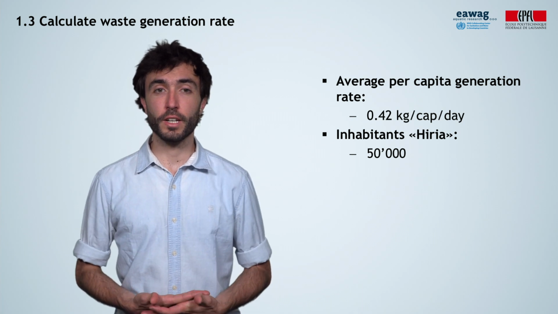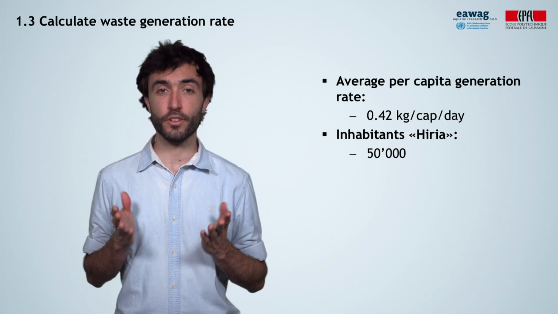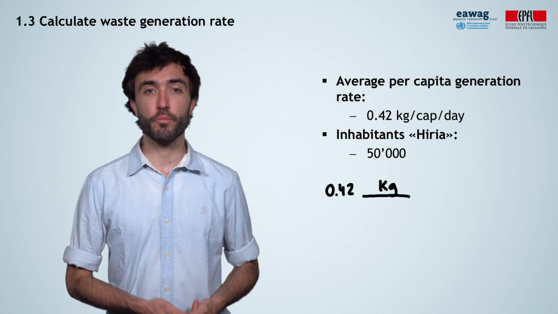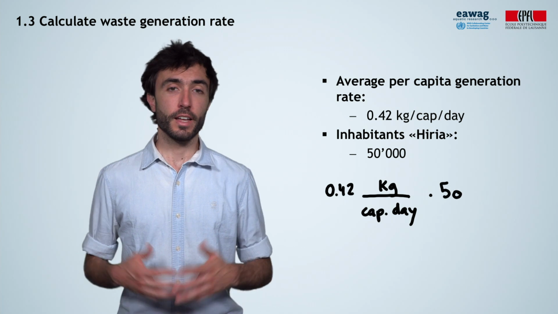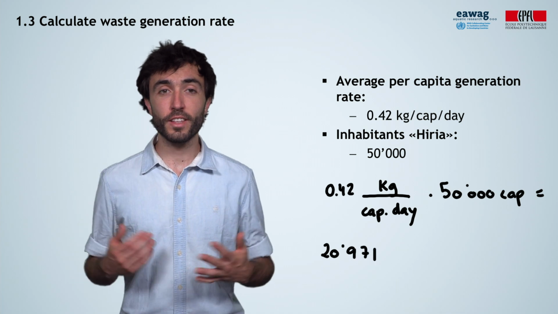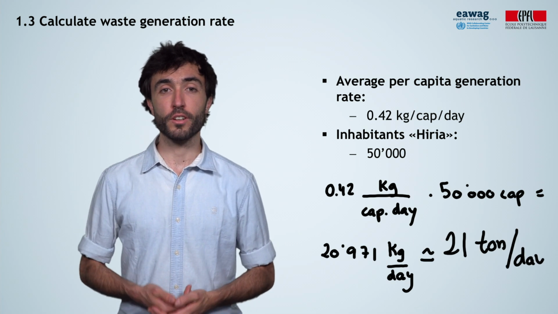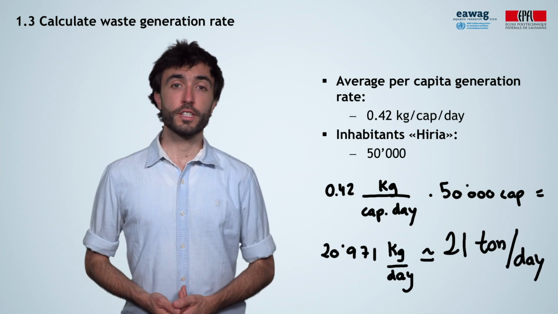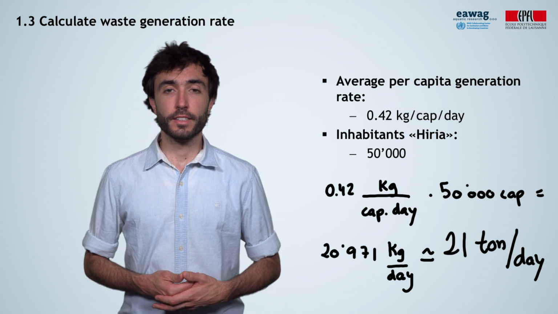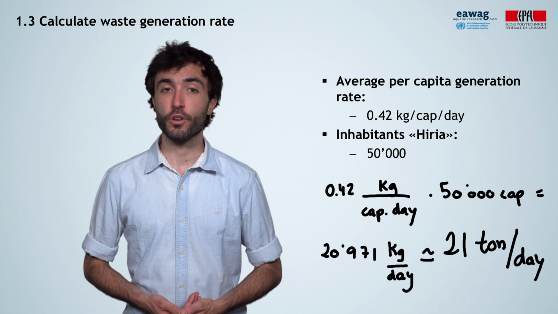Once we know the average per capita generation rate, it is very simple to calculate the total domestic waste generated in your city. You just need to multiply the average rate by the total number of people living in the studied city. In the case of Iria, with 50,000 inhabitants, we see this would amount to 20,971 kilograms per day, or, rounding it up, to 21 tons per day. Other characteristics may also be needed, such as waste density, moisture content, and calorific value. The calculation methods for calorific value and moisture content are covered in other modules in the course.